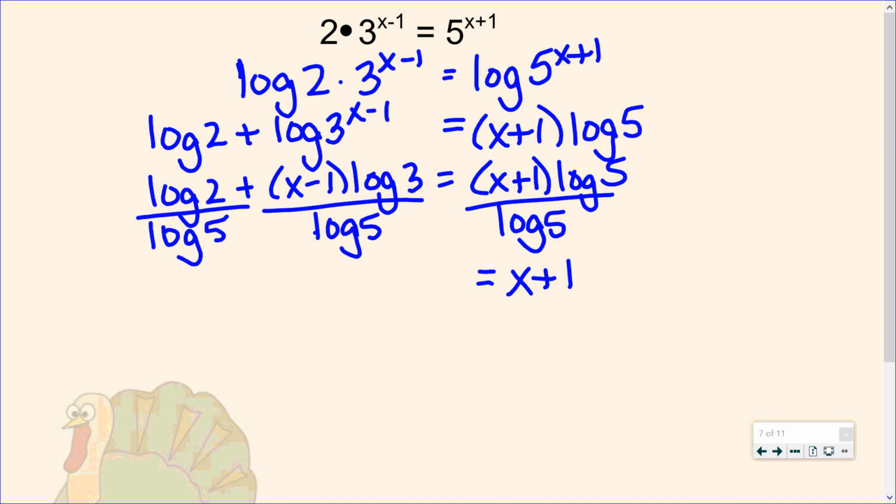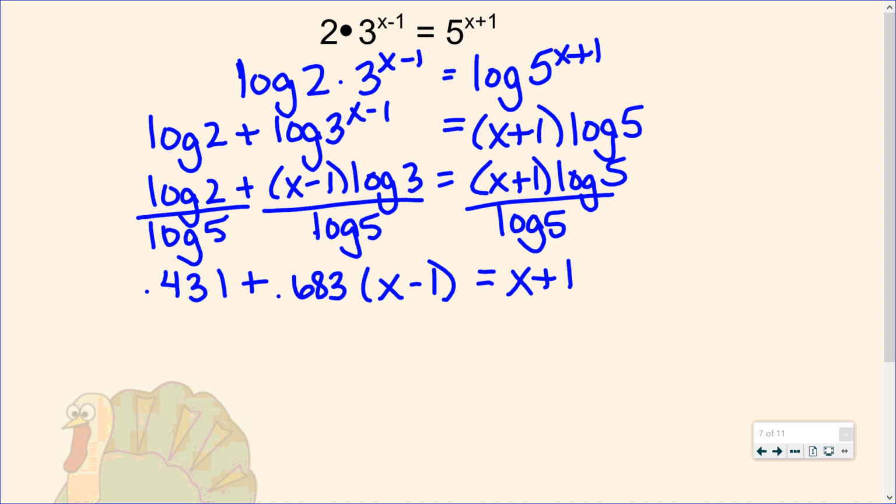Okay. So two things you're going to type in your calculator. Log 2 divided by log 5, which gives me 3 decimal places, 0.431. And then log 3 divided by log 5, which is what we did before, that was 0.683. And that's multiplied by the x minus 1.